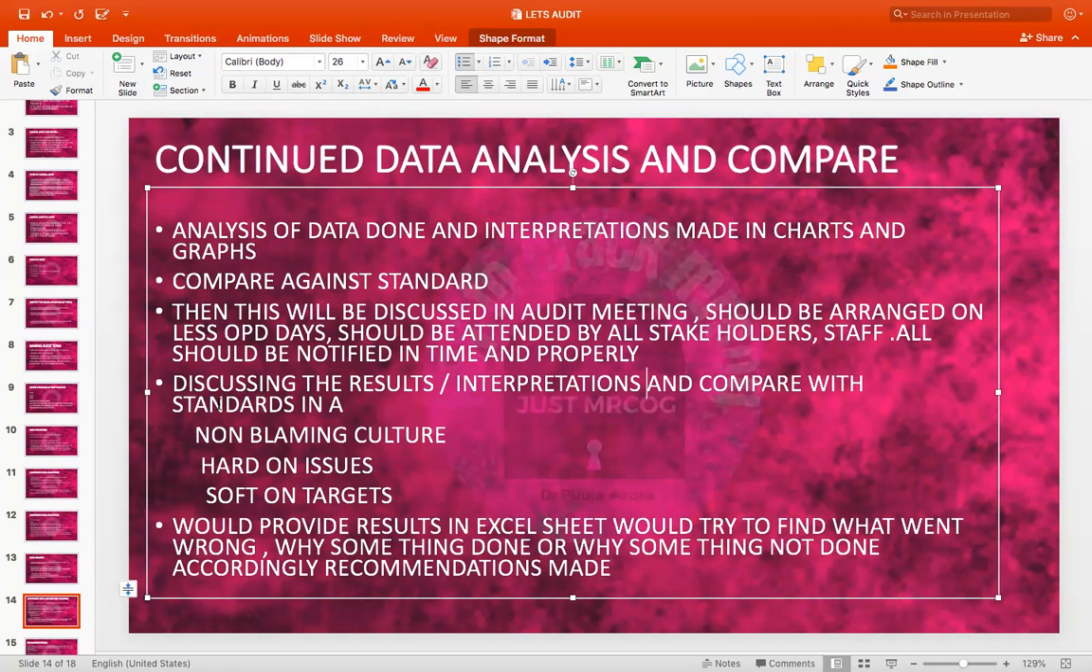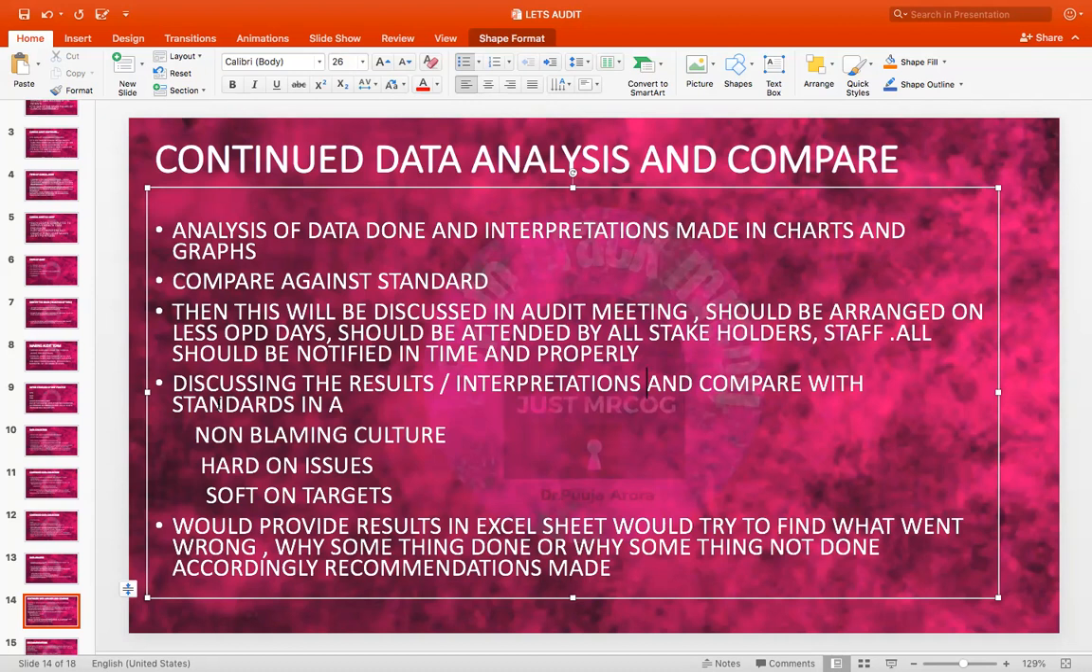So results or interpretation would be discussed in the audit meeting. All stakeholders or staff should be there. We should do it on less OPD days. We should notify everyone in time and properly. And we should discuss the results and the interpretation, and compare with a standard in a non-blaming culture or attitude, hard on issues, soft on targets.